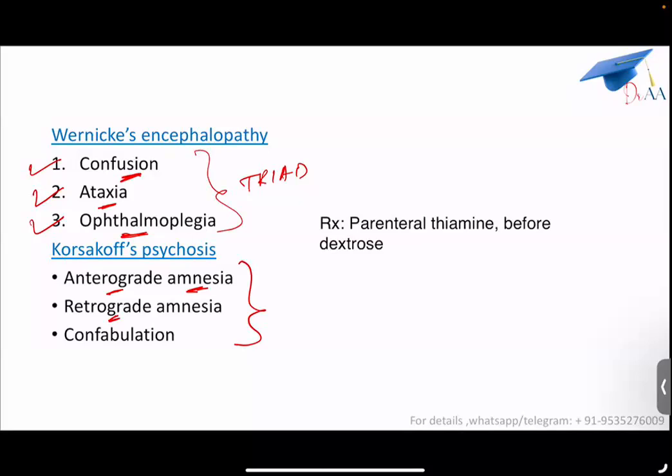Along with it, the pathognomonic feature you remember for Korsakoff psychosis is confabulation. What is confabulation? When you ask a question, the patient will reply, but what he replies is a false answer. It's a wrong answer, but the patient thinks it's the right answer.